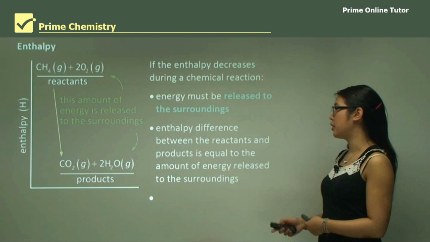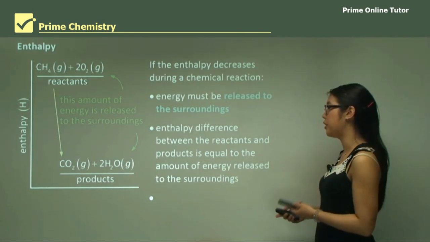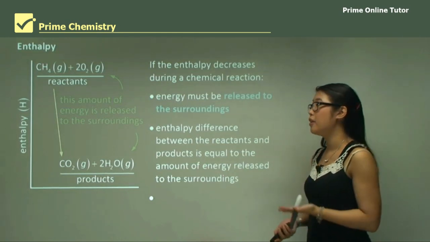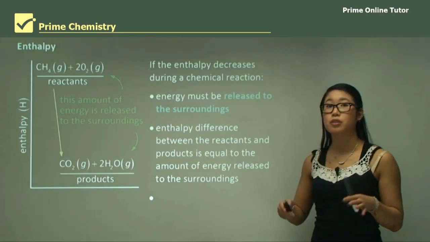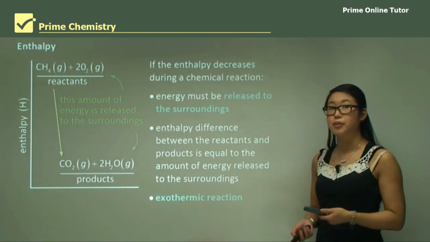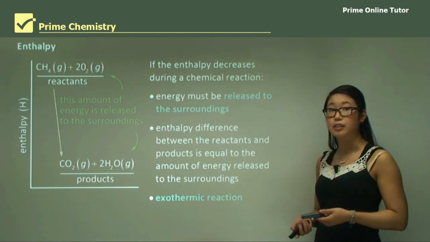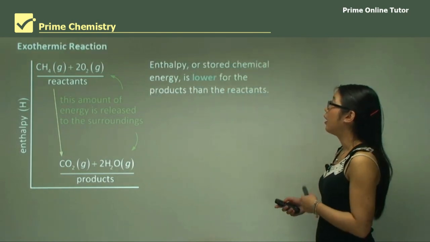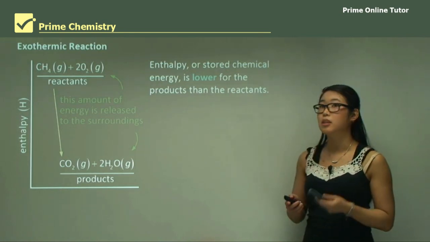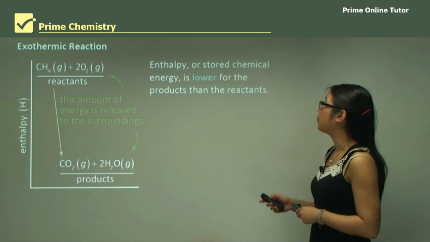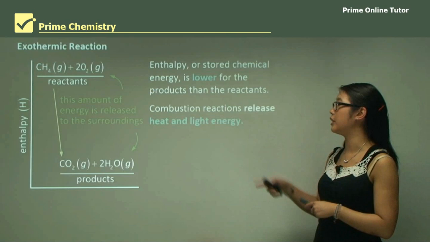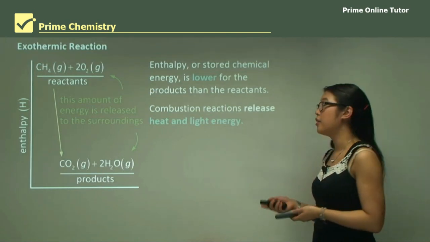The enthalpy difference between the reactants and products is equal to the amount of energy released to the surroundings, because we can't make energy disappear. Energy from the system has been lost to the surroundings, like blowing air out of you. So in this case, it's an exothermic reaction because energy was released into the surroundings. Enthalpy is stored in chemicals. If the enthalpy of the reactants is higher than that of the products, then it's an exothermic reaction. Combustion reactions release heat and light energy.